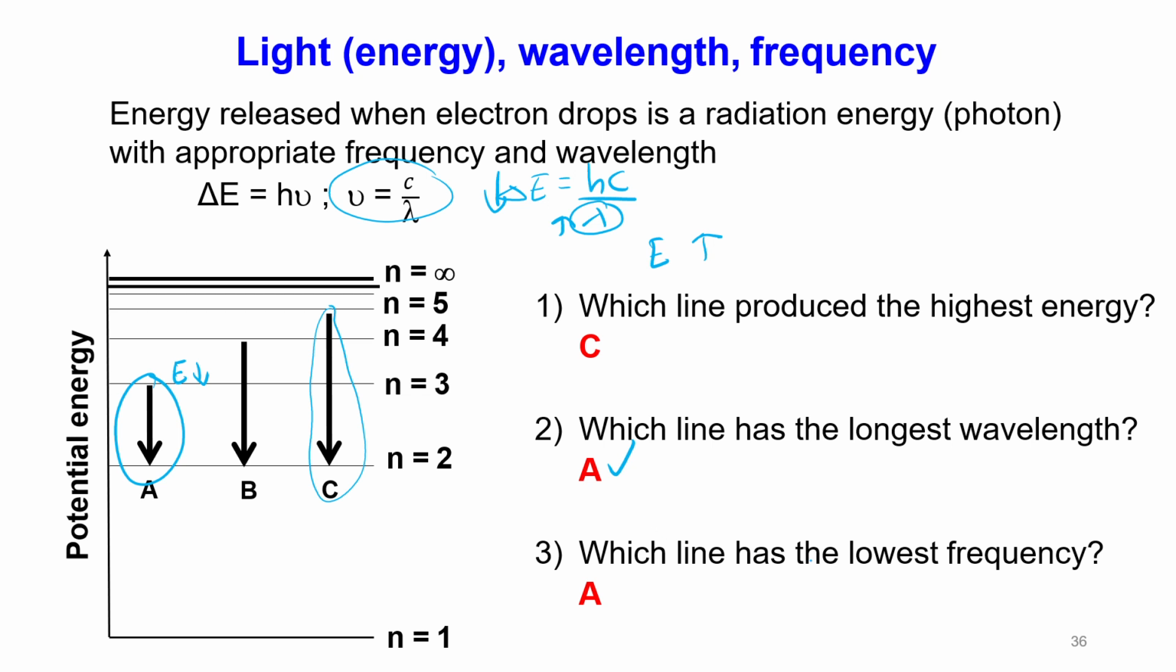So which line has the lowest frequency? So apalah hubungan frekuensi, delta E equal to hc over lambda, hV. Kita just guna yang ni lah. So V equal to C over lambda. So kalau longest wavelength, frekuensinya akan jadi, okay, ini inversely proportional, lowest frequency.